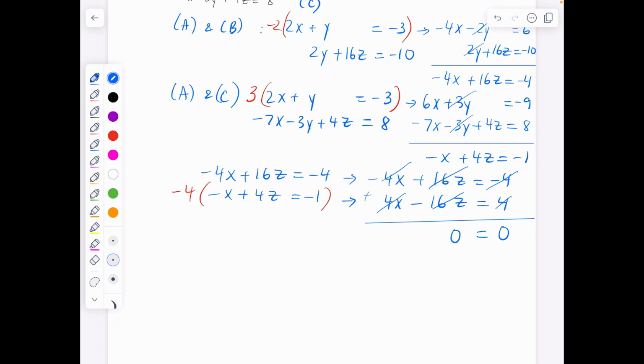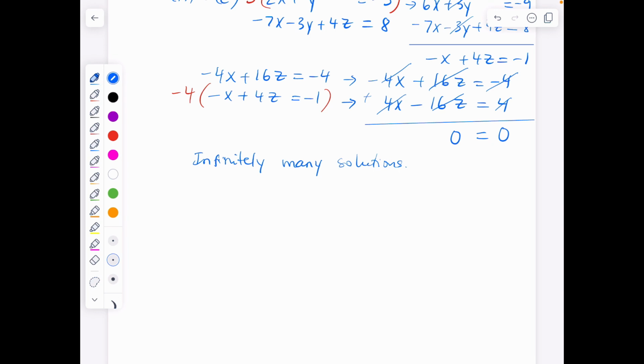So when you get a true statement like this, 0 is equal to 0, you can claim that there are infinitely many solutions. Simply because it doesn't matter what x, y, and z are, they are going to be eliminated, and you're left with a true statement, 0 is equal to 0. In cases like this, a general solution can be written where one variable will be kept the same, and then the other 2 variables can be written in terms of that first variable.